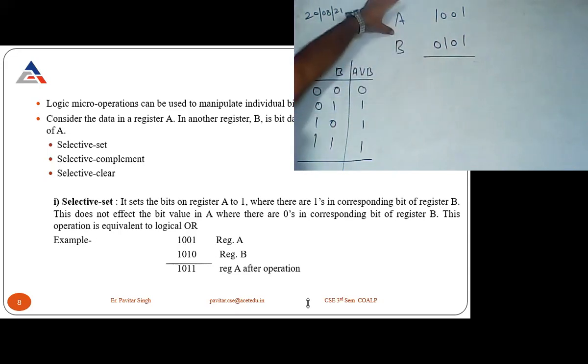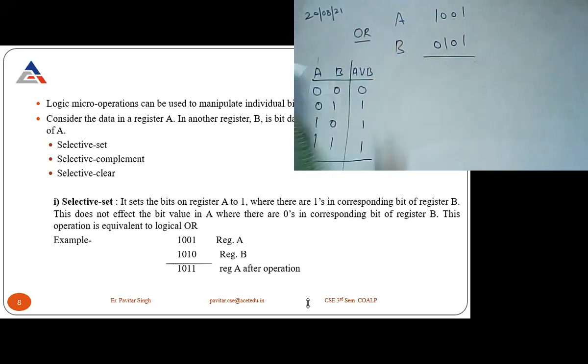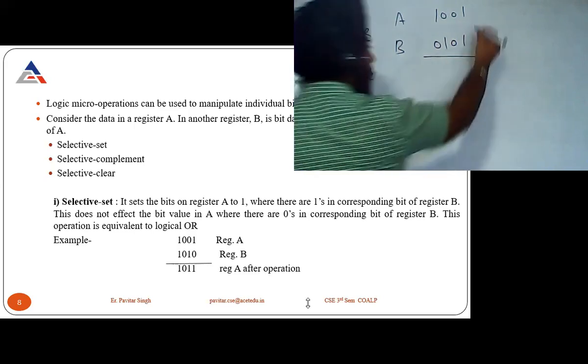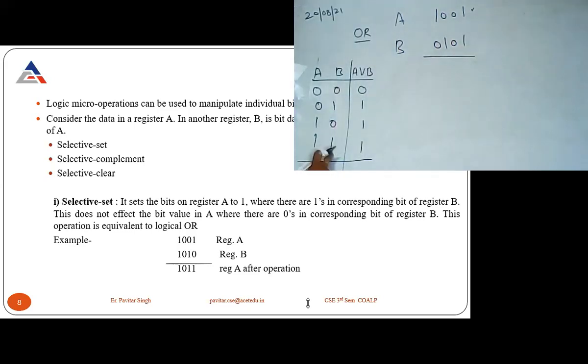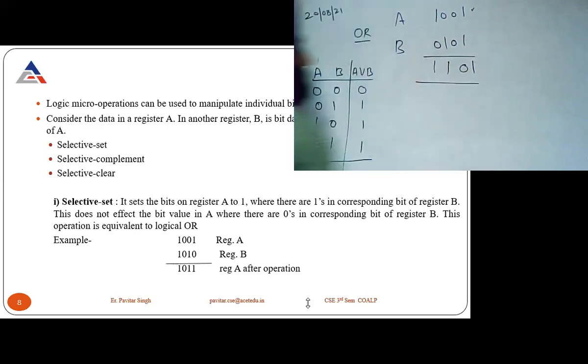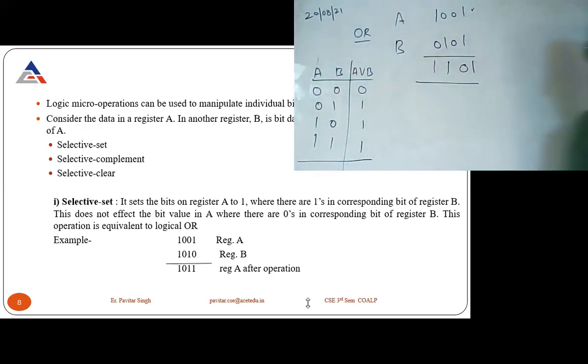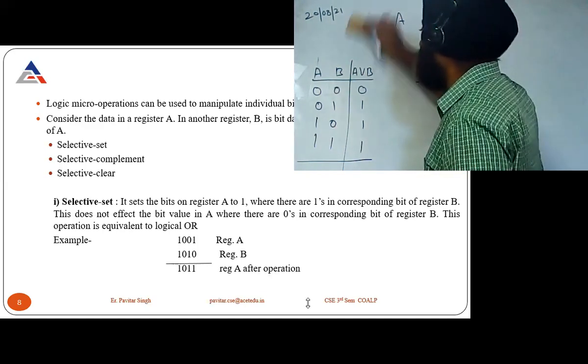Again, the values of A and B are the same, but you have to apply the OR micro operation between these two registers. For 1 1 the answer will be 1. For 0 0 it will be 0, and for 0 1 it means 1, and 1 0 means 1. So this will be the answer after performing the OR logic micro operation. Similarly, we have XOR.